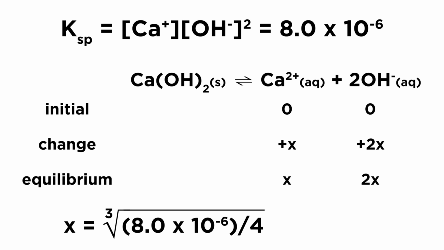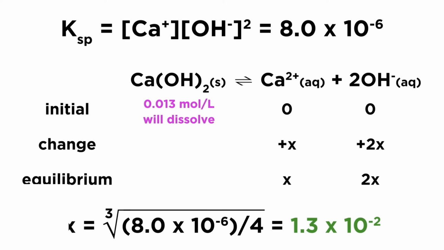Now solving for x, we divide by 4 and then take the cube root, leaving us with 1.3 times 10 to the negative 2 for x, which will therefore be the molar solubility, which we can interpret as the solubility of the solid expressed in moles per liter, or the moles of the solid that will dissolve per liter of water. So by introducing the solubility product, we have enhanced our comprehension of solubility as a quantifiable phenomenon.